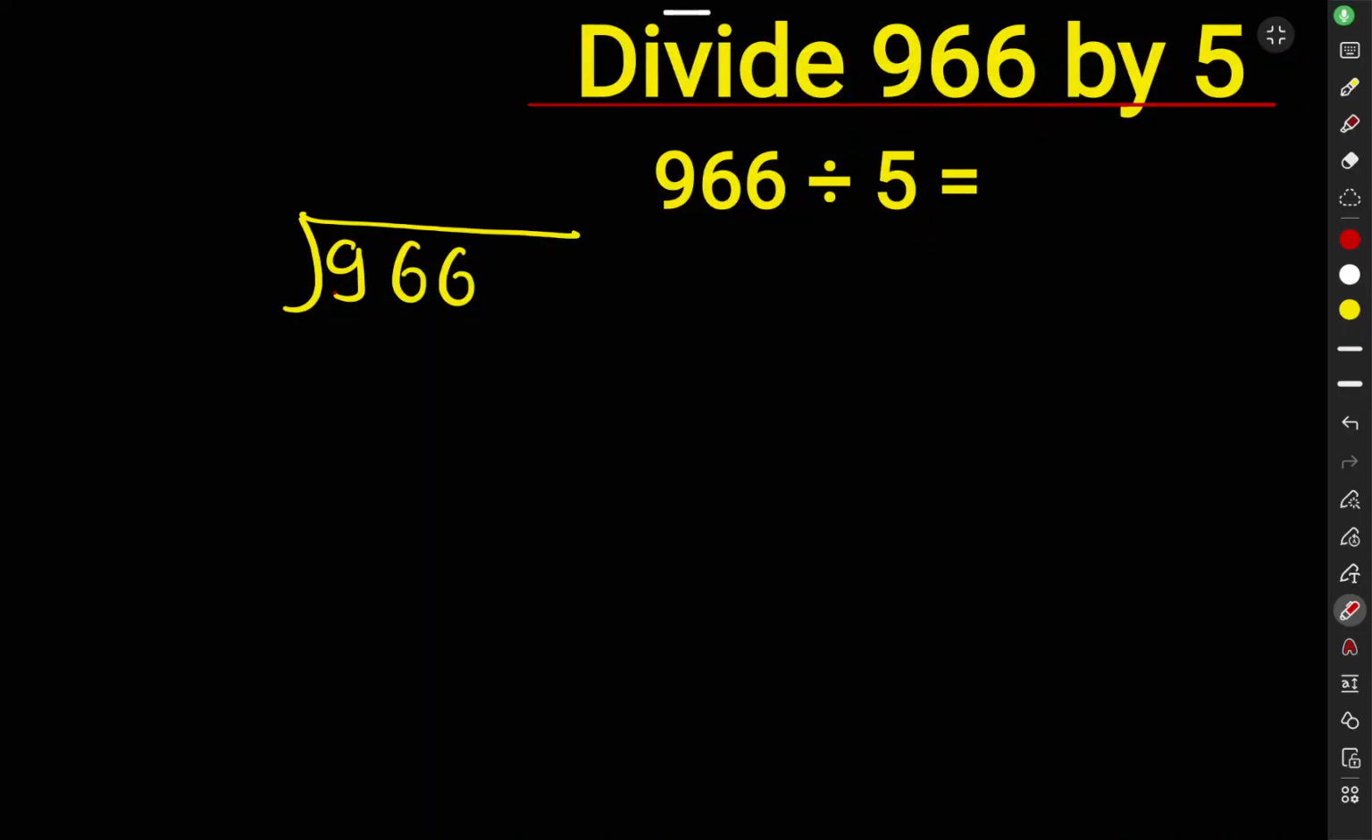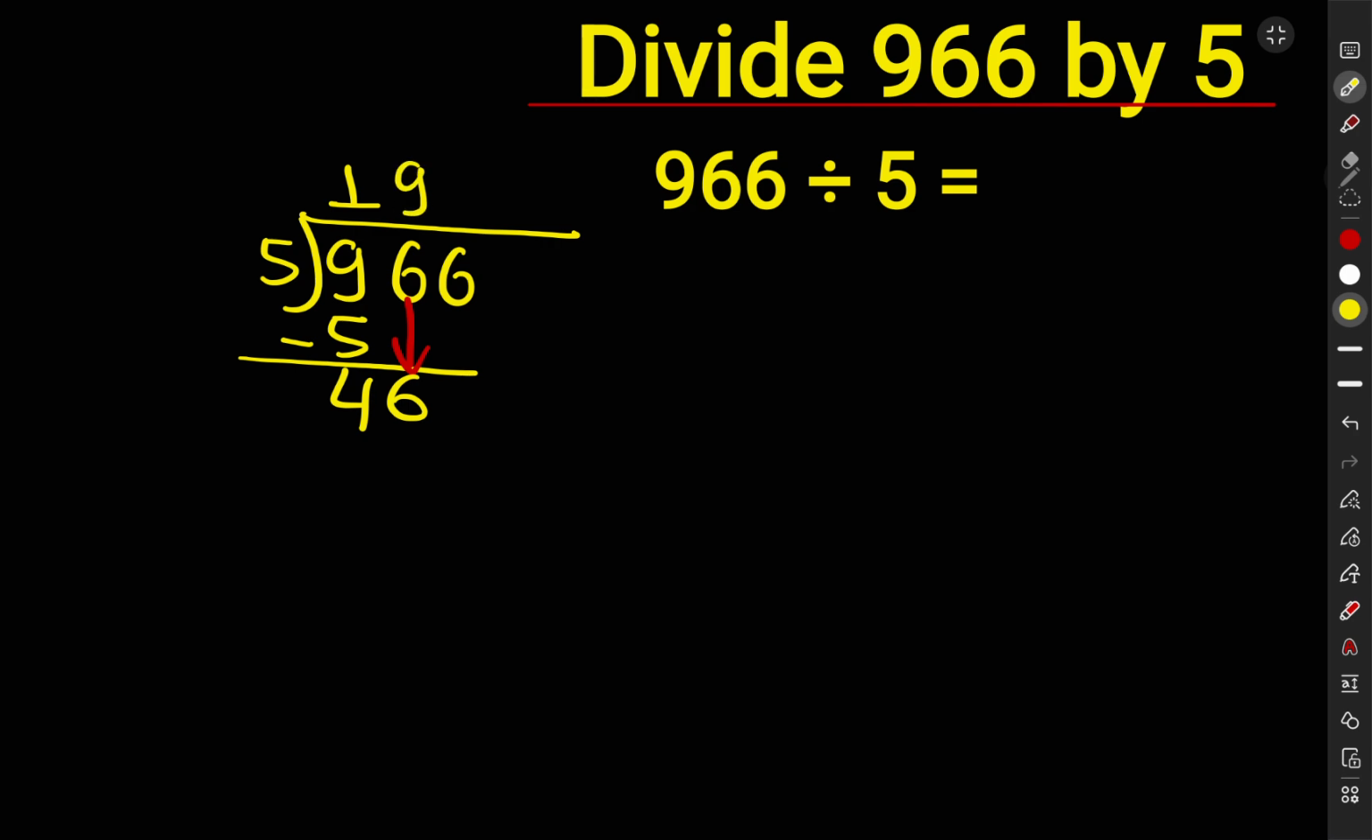We divide 966 by 5 in long division method. 5 times 1 is 5. On subtracting we get 4. So now we put down this 6 and it is 46.